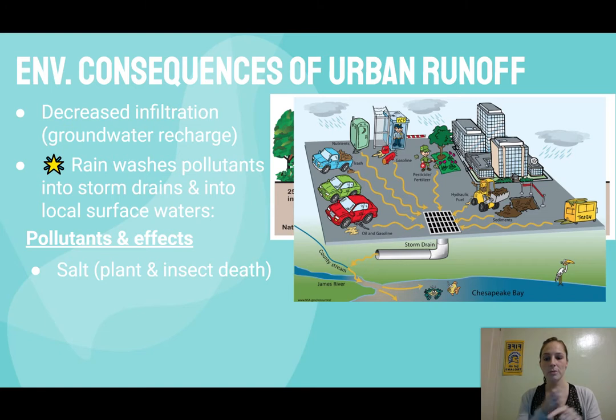The first one is going to be salt, especially in the winter. In order to prevent icy roads, they spread salt on the roads to dissolve the ice and to make it more gripping. It's a lot of chemistry, but it helps with ice. And when this salt gets pushed off into the storm drains, this is going to increase the salt content in the water that it ends up in, which can lead to plant and insect death.